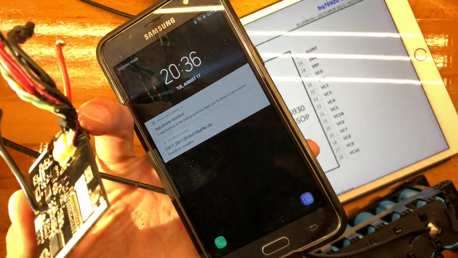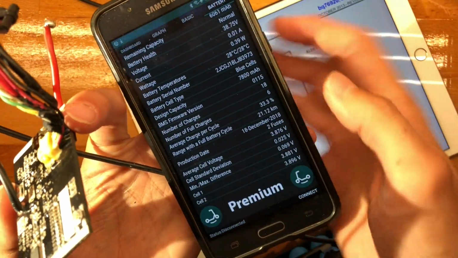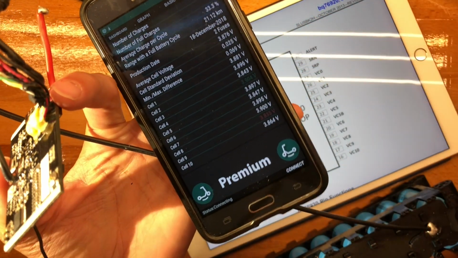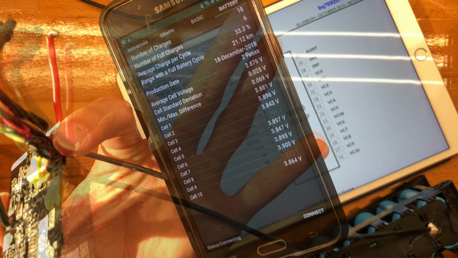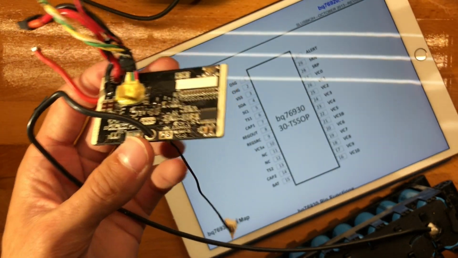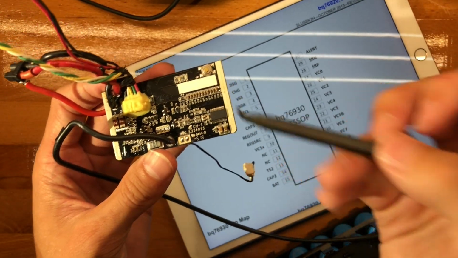So let's see. Last time I checked, everything has gone back to normal. One of the packs was actually reading quite high, but we have gone to a maximum delta of like 70 millivolts. So yeah, basically that was the fix in this case.